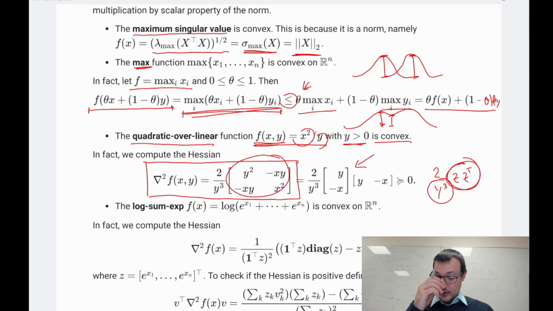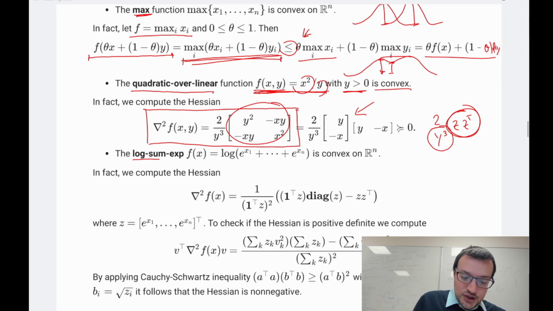So, of course, if y is negative, that's not true, it's concave, and if y is 0, then it's not defined, the function is not defined, okay? Another very important function is the Log-Sum-Exp, the logarithm of a sum of exponentials.